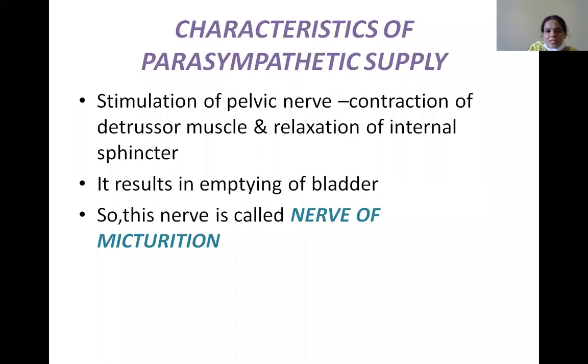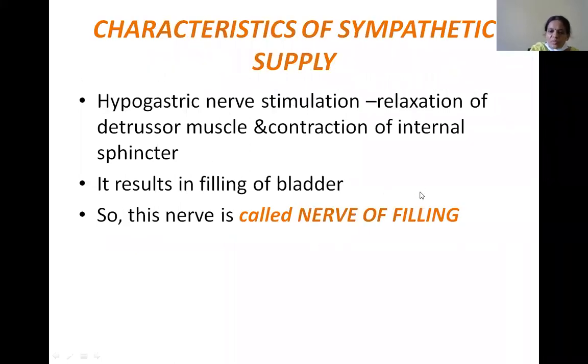So the relaxation of the internal sphincter and the contraction of the detrusor muscle are brought about by the parasympathetic through the pelvic nerves. This results in emptying of the bladder. This is now most important; I'm stressing these points. These are very important to be remembered. The sympathetic is majorly responsible for the filling of the bladder, as it causes relaxation of the detrusor muscle and contraction of the internal sphincter.